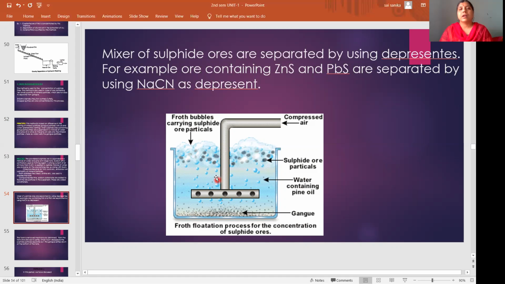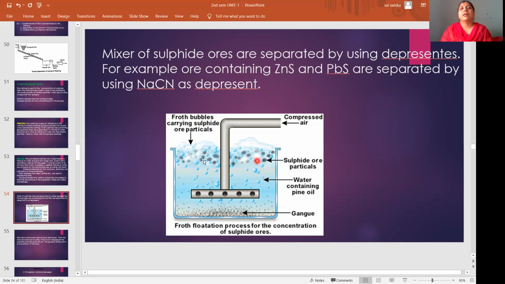The foam will come above, and with that foam the ore particles also come above. Here we are adding collectors. Collectors enhance the non-wettability of mineral particles, and we are adding stabilizers. Stabilizers stabilize the froth, and conditioners make the ore particles float in that suspension.